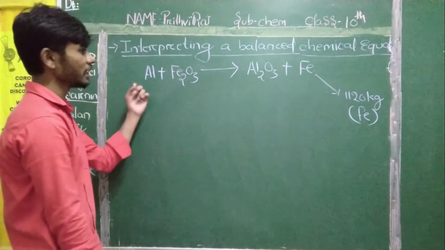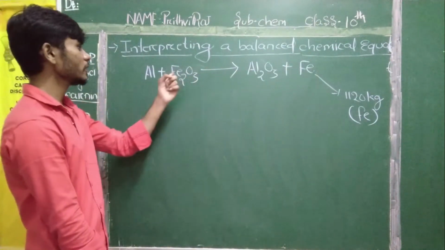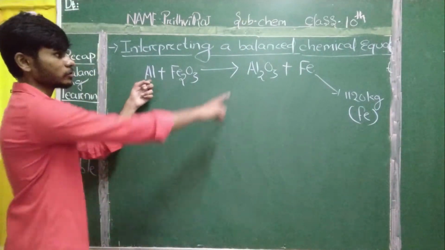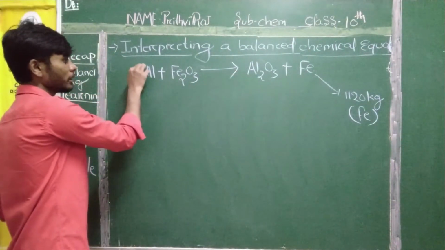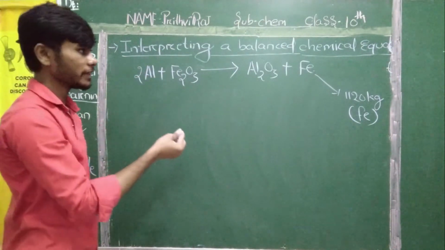How can we balance? You can see aluminum, there are 2 here, and on the other side only 1. O3 is common. So first we will try to solve the complex one. This is the first step that comes. So I will multiply by 2 here. So what am I getting? 2 aluminum I got. It is very easy.